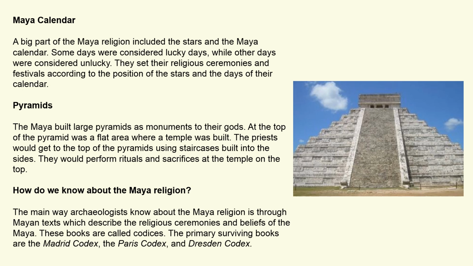The main way archaeologists know about the Maya religion is through Mayan texts, which describe the religious ceremonies and beliefs of the Maya. These books are called codices. The primary surviving books are the Madrid Codex, the Paris Codex, and the Dresden Codex.